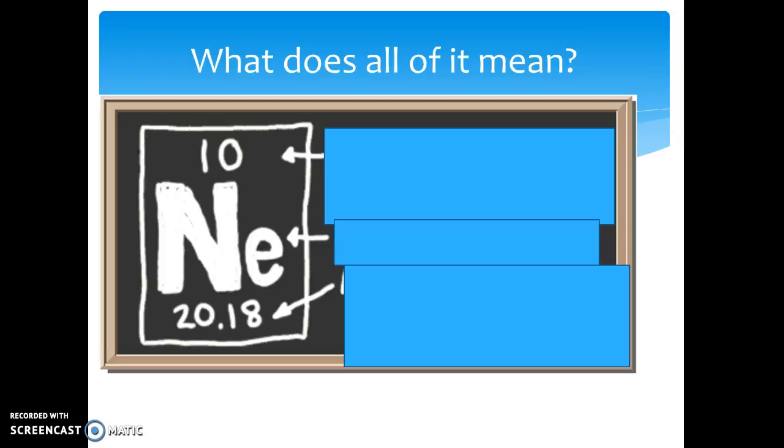Let's get started. In order to first start talking about ions and isotopes, I think that we should review subatomic particles and how we find them before we start talking about how to change them. So if you remember back a long time ago, we talked about three subatomic particles. Those particles are protons, neutrons, and electrons.